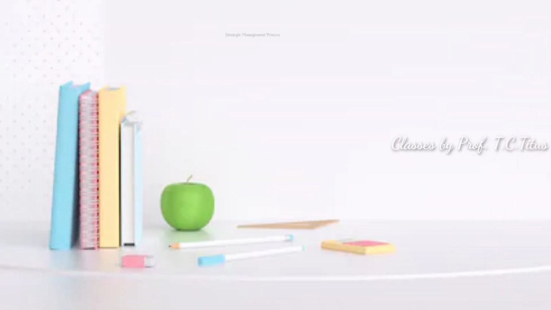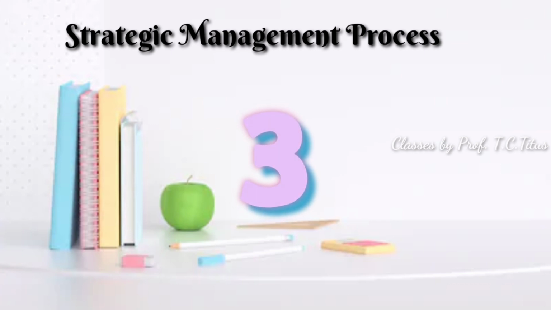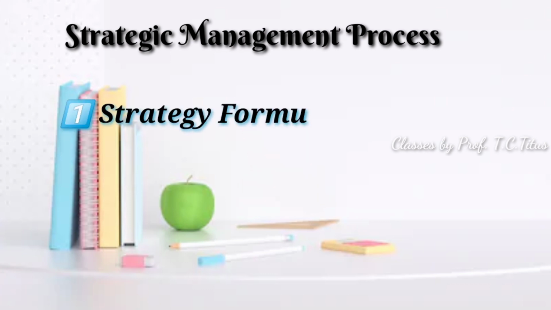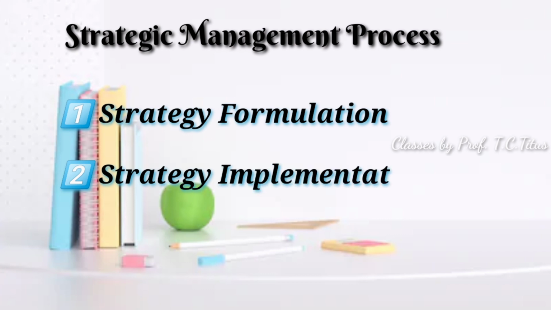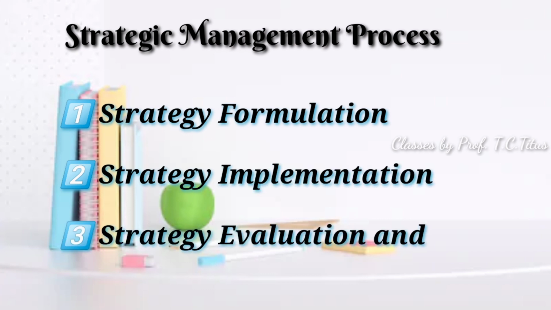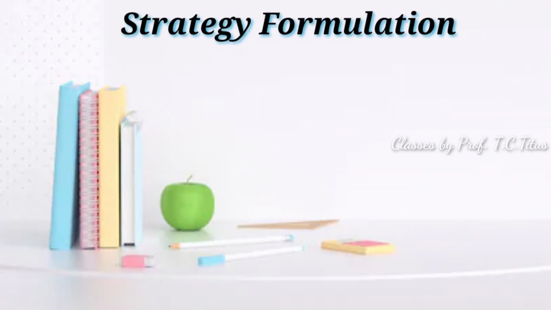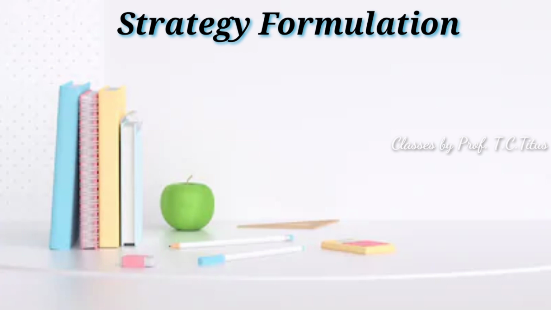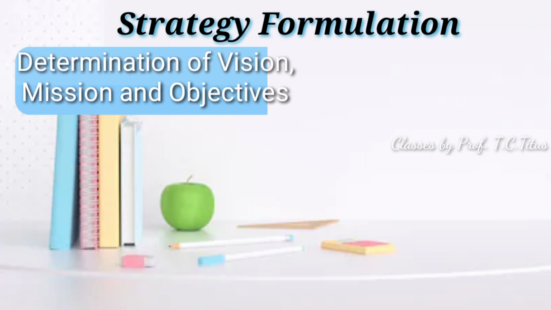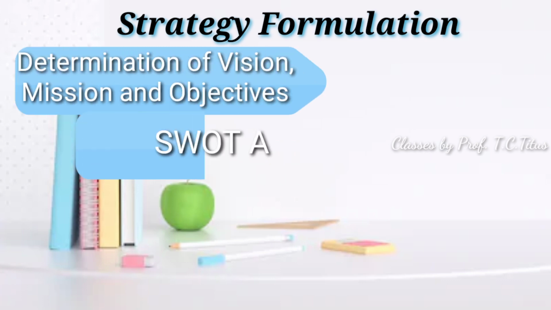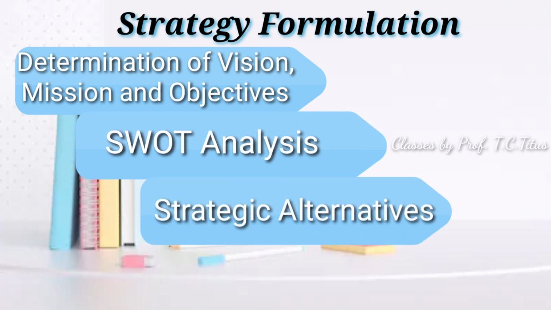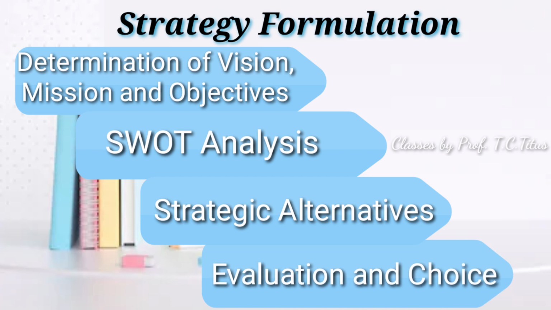The strategic management process consists of three important phases which together involve a number of systematic steps. So the three phases are strategy formulation, strategy implementation, and strategy evaluation and control. So the first one, strategy formulation. Strategy formulation involves four important steps. That is determination of vision, mission, and objectives, then a SWOT analysis, then strategic alternatives, and also evaluation and choice.